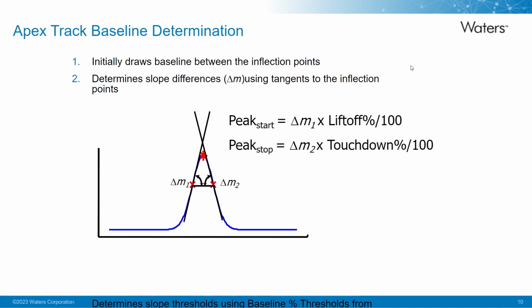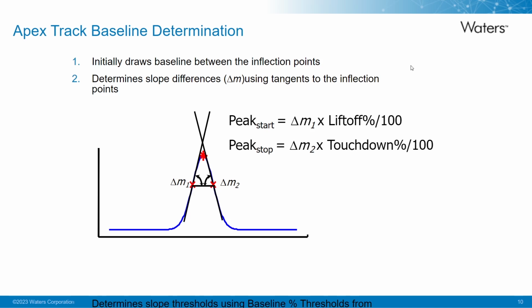Now, how does this work? There are two parameters in the processing method, liftoff percentage and touchdown percentage. They're on the integration tab within the processing method. What initially happens is Empower draws a baseline at the inflection points of the peak, and then it calculates the two angles that you see here in the slide. The way it determines where the peak starts is according to the equation, delta M1 times liftoff percentage divided by 100. So liftoff percentage, the default value is 0, and the allowable range is 0 to 100.